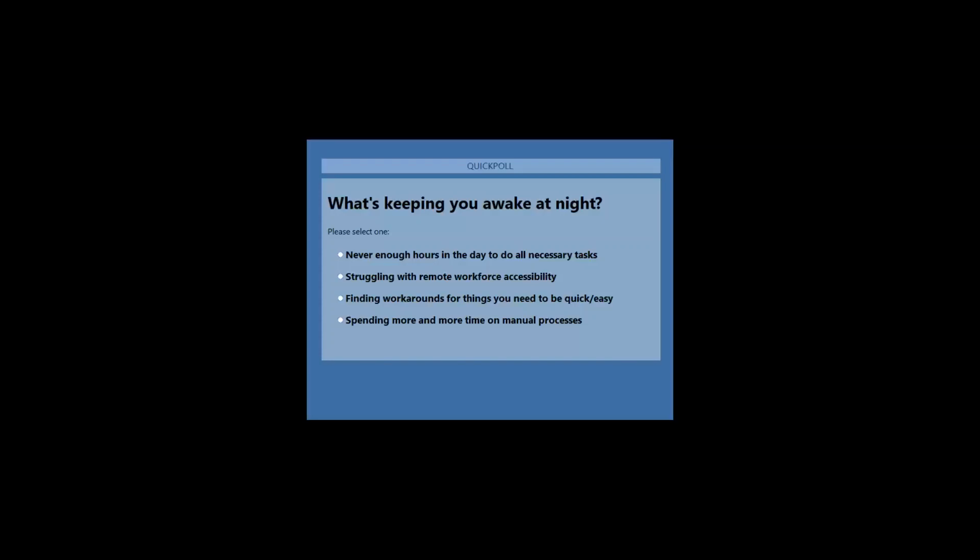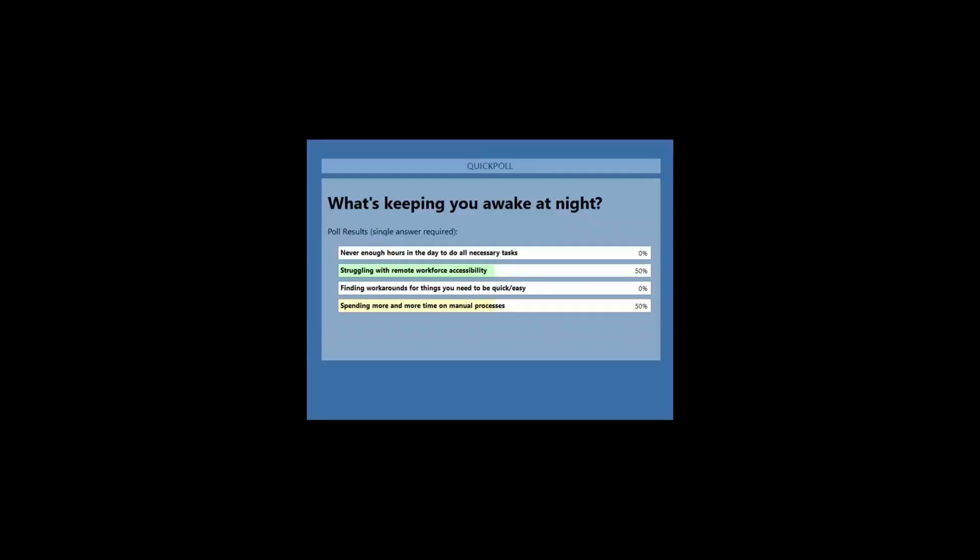Okay, we're going to go ahead and close the poll now. And taking a look at the results, it seems fairly evenly split between the remote workforce accessibility and spending more and more time on those manual processes.